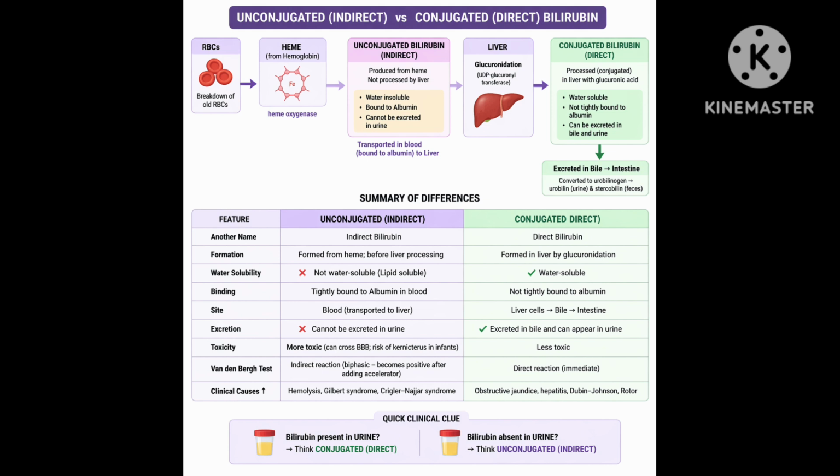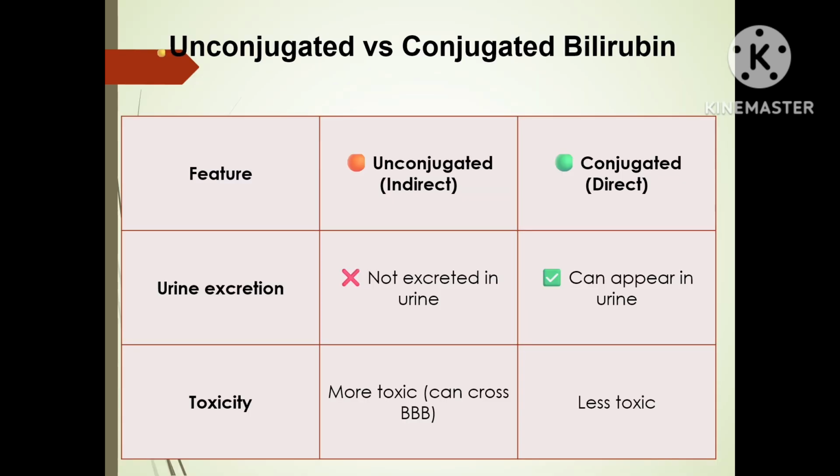Unconjugated bilirubin, as it is fat soluble, is more toxic. It can cross the blood brain barrier, and the conjugated is less toxic because it is water soluble. It can be excreted out from the body.